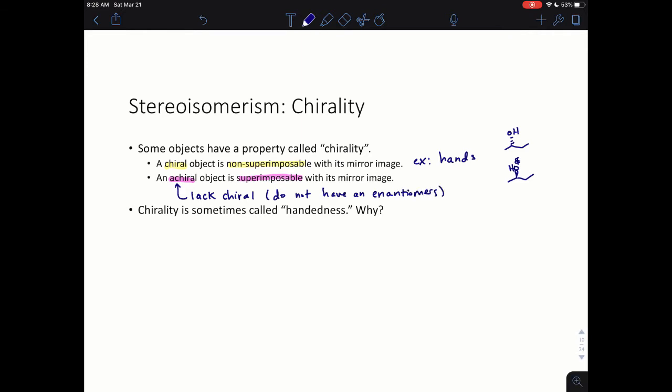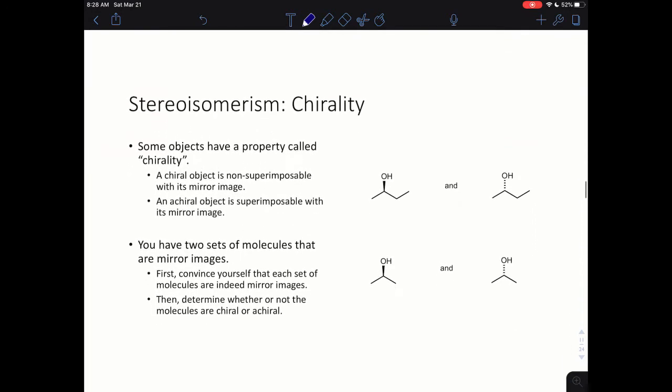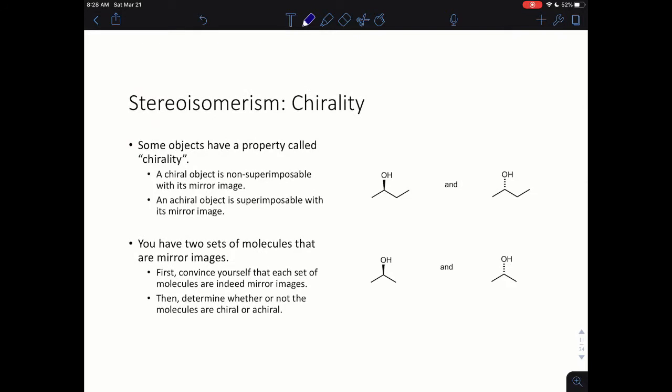Right? So our hands are chiral. The left and the right hand are enantiomers of one another. The two butanols here, they are chiral, and their relationship is that they are enantiomers of one another. This property of chirality is often called handedness, and now I think you know why, because your hands are chiral. Now, some objects have this property and others do not. So you have these two sets of molecules that are mirror images of one another.